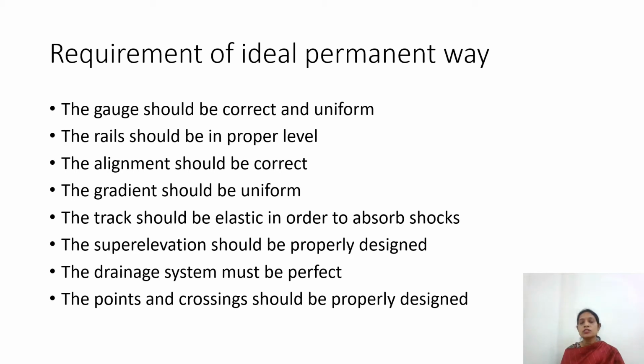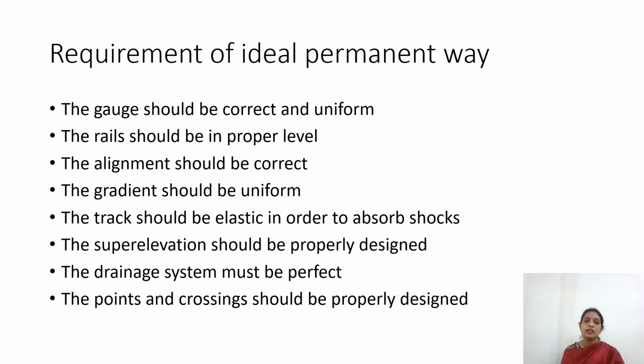Suppose we are constructing a 1 kilometer railway track. For that 1 kilometer length, gauge should be maintained at every interval. If we measure the distance between the two rails at every point of that 1 kilometer, it should be one reading. That means the gauge distance should be maintained at any section of the railway track in that 1 kilometer length. It should be uniform and correct.